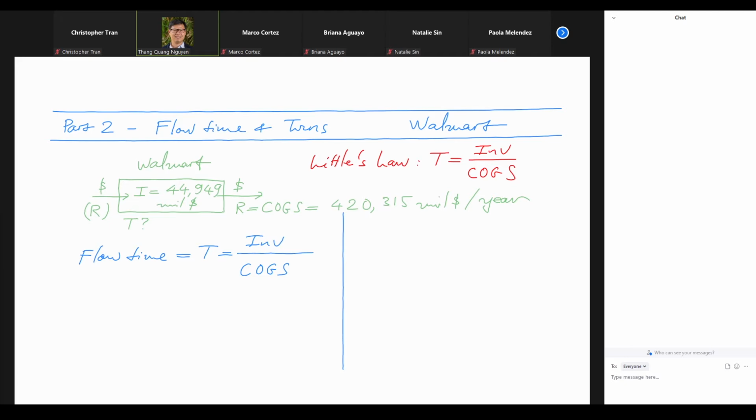It's a lot of money here. But then think about it, the $1 million are common terms. You can cancel them out, and the remaining numbers should be manageable. So what is the flow time in this case?